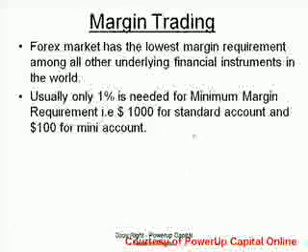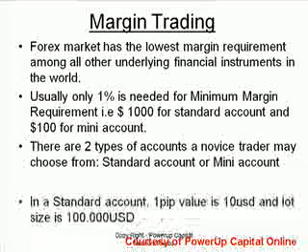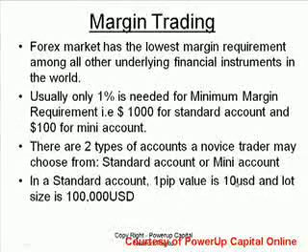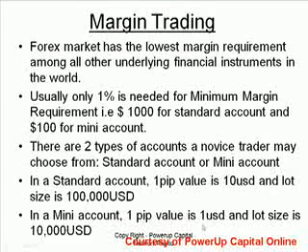So all you need is 1%, which is $1,000 for a standard account and $100 for a mini. Now for a standard account, 1 pip value is $10 and the size is 100,000. For a mini, 1 pip value is $1 and the size is 10,000, which is 1/10 of the standard.